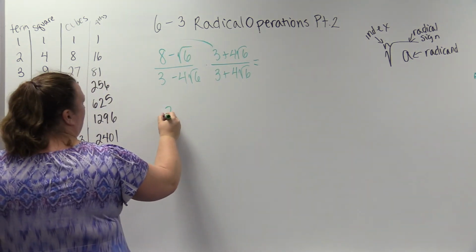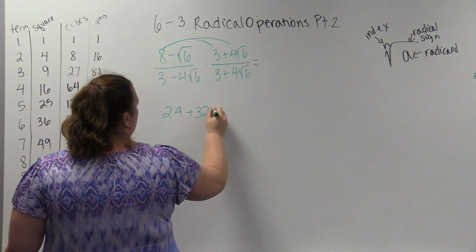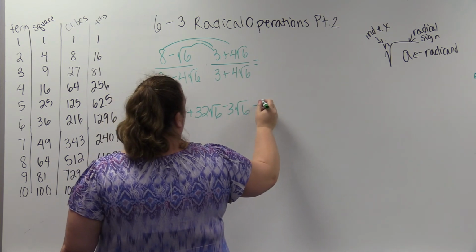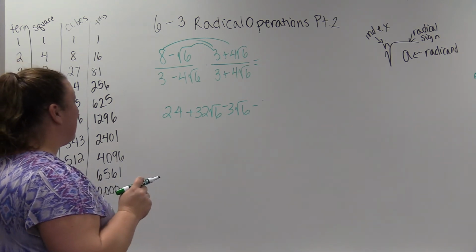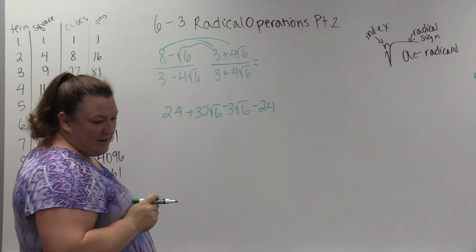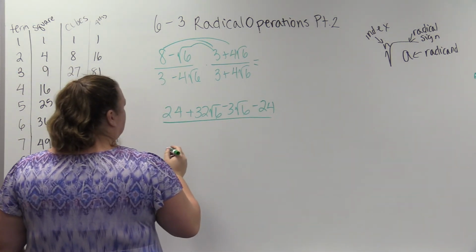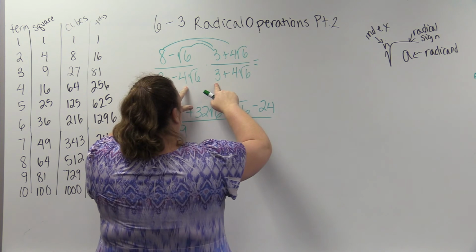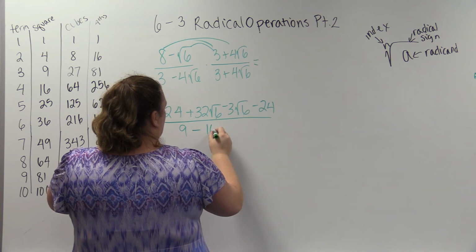So I get 24 plus 32 square roots of 6 minus 3 square roots of 6 minus 4 square roots of 36, which is 4 times 6, which is 24. That's convenient because that's going to just cancel nicely. Over 9. 12 square roots of 6 minus 12 square roots of 6 is 0, and minus 16 times 6.